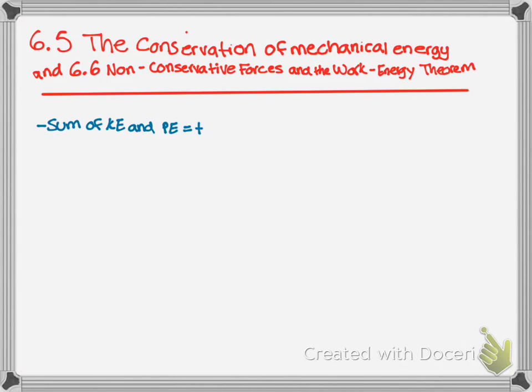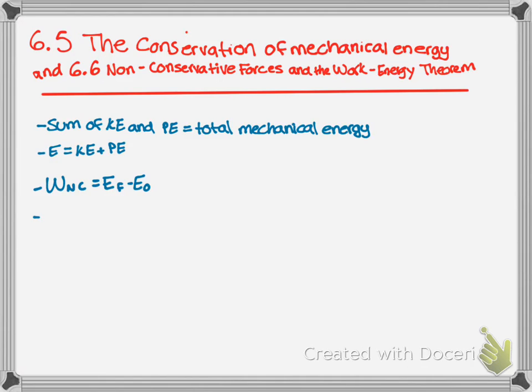So first of all, we know that the total mechanical energy is equal to the kinetic energy plus the potential energy. So the formula is E, which represents mechanical energy, equals KE plus PE. And then we know that the non-conservative work is equal to the final mechanical energy minus the initial mechanical energy. And we know that work is the difference between mechanical energies.